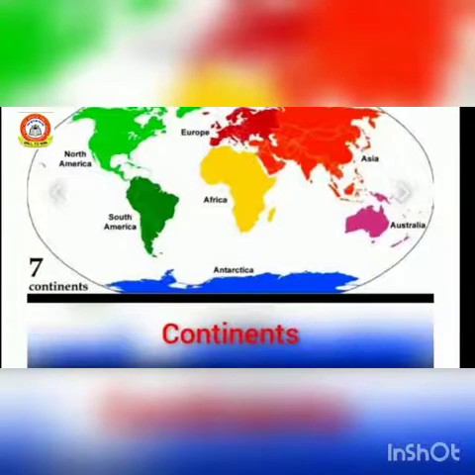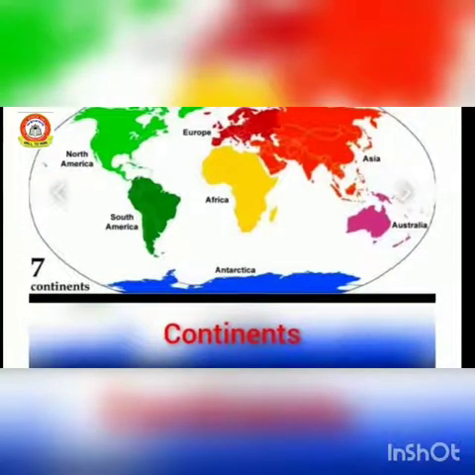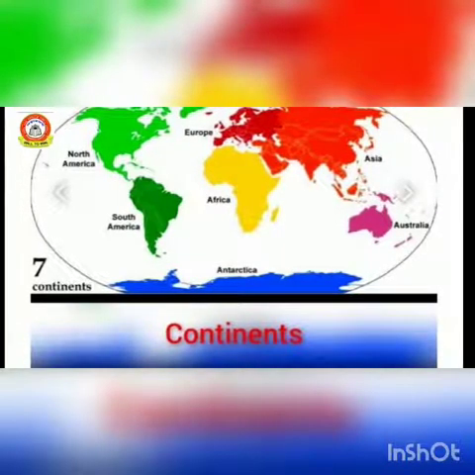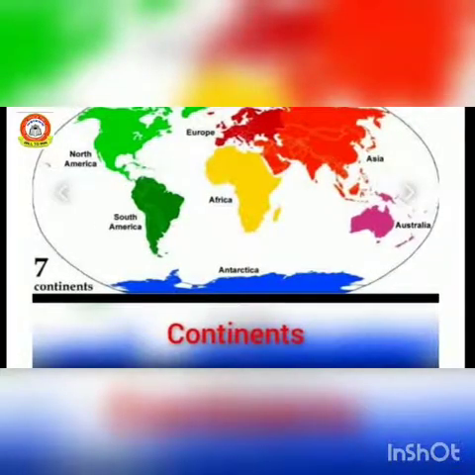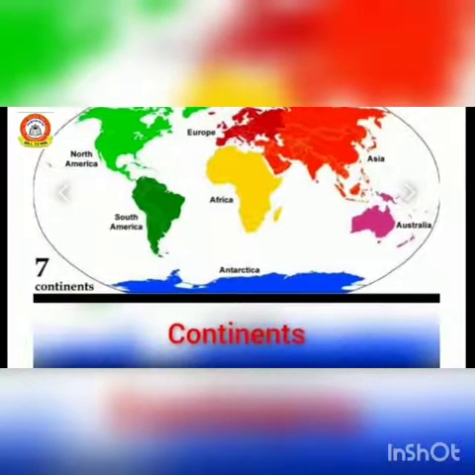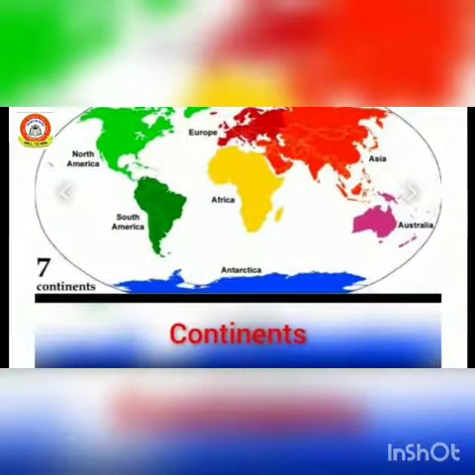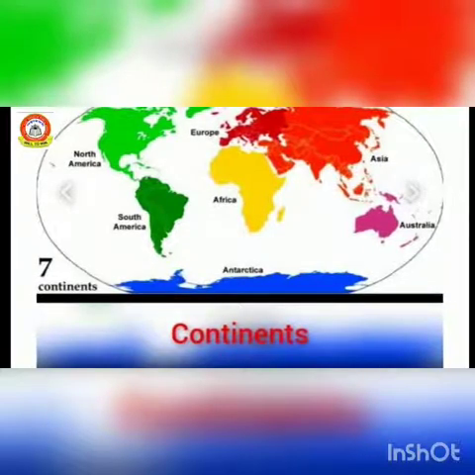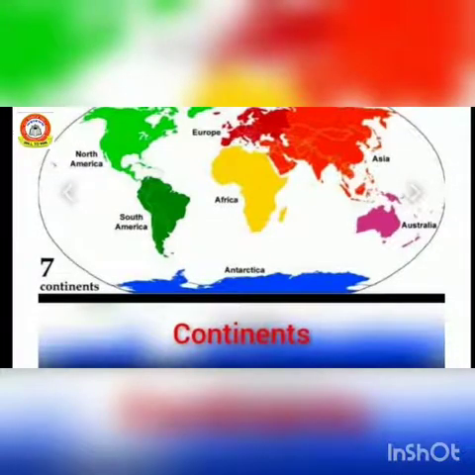So now students, let's talk about our continents. First of all, what are continents? The large land masses on the earth's surface are called continents. How many continents are there? There are 7 continents: Asia, Africa, North America, South America, Antarctica, Europe, Australia. Now one by one, let's talk about each continent thoroughly.